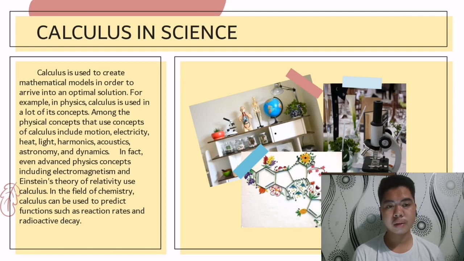Calculus in science. Calculus is mainly used to create a mathematical model to arrive at an optimal solution. For example, in physics, calculus is used in a lot of concepts. Among the physical concepts are motion, heat, electricity, harmonics, acoustics, astronomy, and dynamics. In fact, even advanced physics concepts, including electromagnetism and Einstein's theory of relativity, use calculus. In the field of chemistry, calculus can be used to predict functions such as reaction rates and radioactive decay.